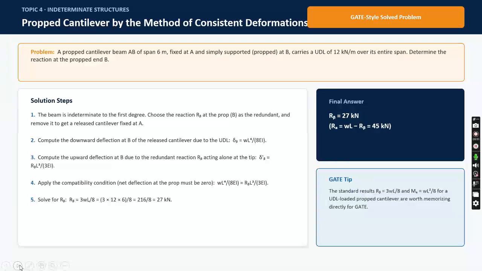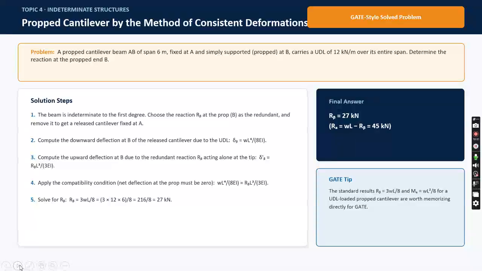A propped cantilever beam AB of span 6 meter, fixed at A and simply supported (propped) at B, carries a UDL of 12 kilonewton per meter over its entire span. Determine the reaction at the prop B. Now the solution: the beam is indeterminate to the first degree. Choose the reaction RB at the prop B as redundant and remove it to get a released cantilever fixed at A. Compute the downward deflection at B of the released cantilever due to UDL.